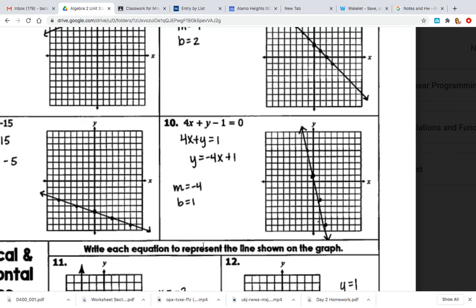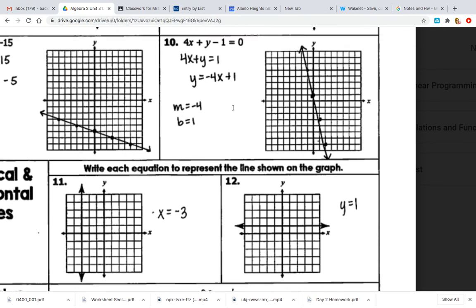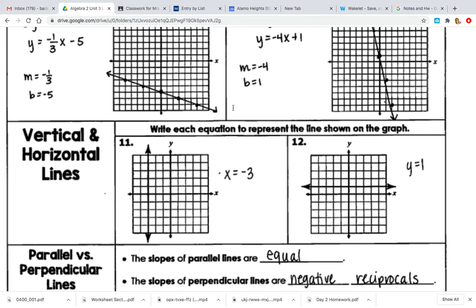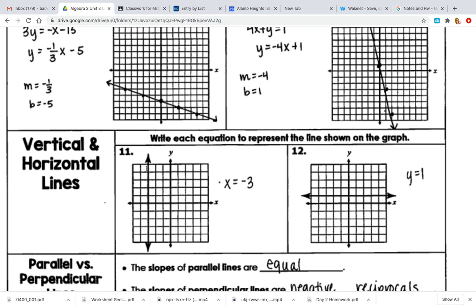Okay, I'm going to skip on down. You guys can try these ones yourself if you want. I'm going to skip down to these vertical and horizontal lines. So if I look at this vertical line right here, I ask myself, are all the x's the same or all the y's the same? And so I'm reading it.